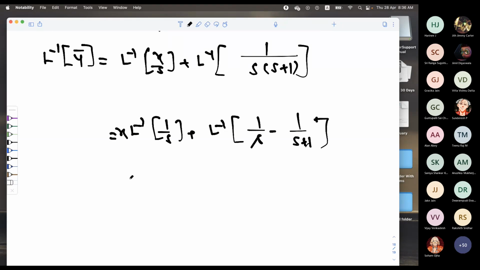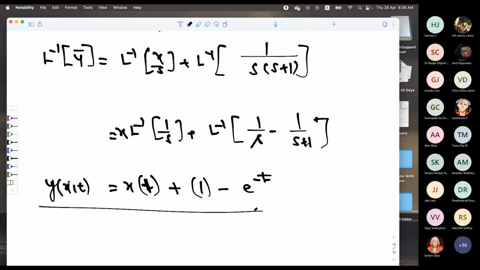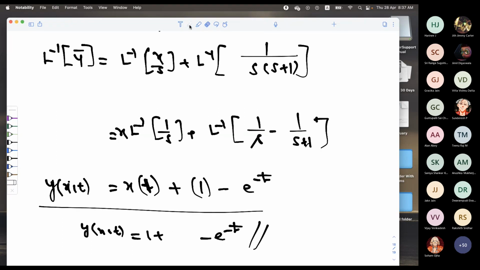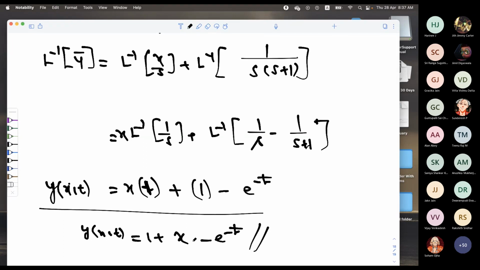So that's the condition. L inverse of this is constant 1, and L inverse of 1 by s is also constant, minus e raised to the power minus t. This is my y bar, which means it is y of x comma t. So this is the solution. My required solution is 1 plus x of t minus e raised to the power t. So that is the solution for this problem. This is y bar of x comma t, where x depends on t, or sometimes you may not write this x also. 1 plus x into t.